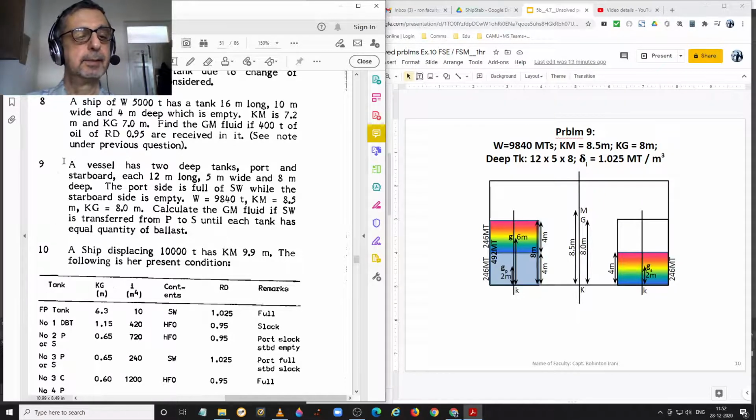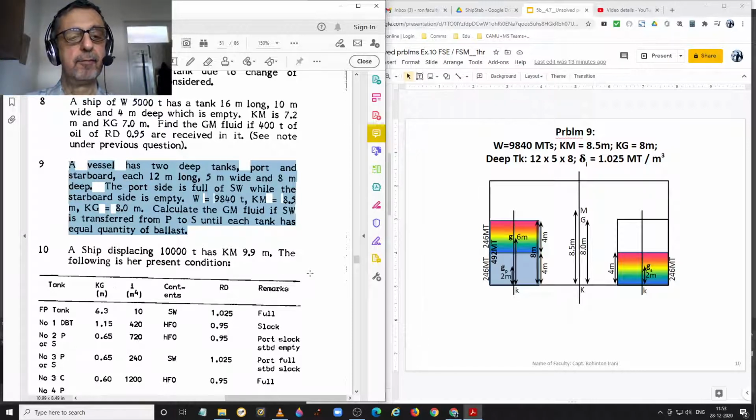The problem states, a vessel has two deep tanks, port and starboard, each 12 meters long, 5 meters wide and 8 meters deep. The port side is full of salt water while the starboard side is empty. Displacement is given as 9840 metric tons, KM at 8.5 meters and KG at 8 meters. We have to calculate the GM fluid if salt water is transferred from port to starboard until each tank has equal quantity of ballast.